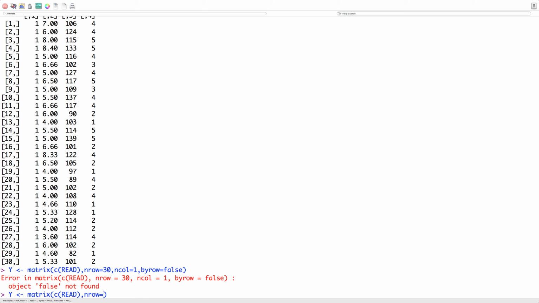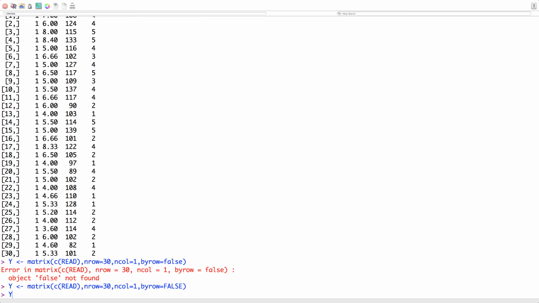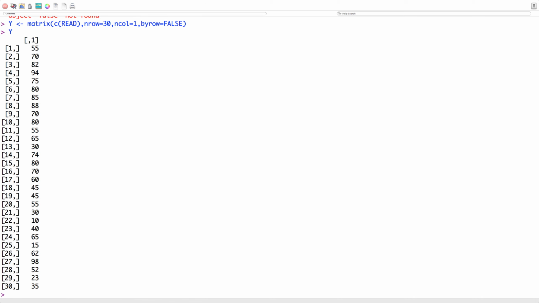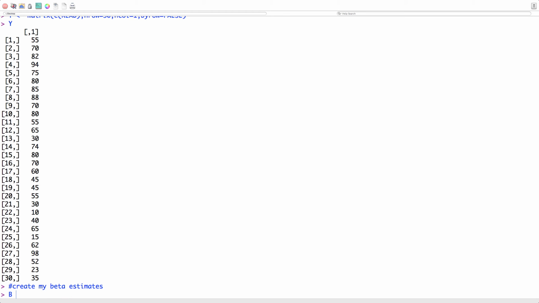In row equal 30. In column equal 1. Alright, so guys, now we got our Y matrix, and life is good. So what I want to do first of all is create my beta estimates. So I'm going to call that B.